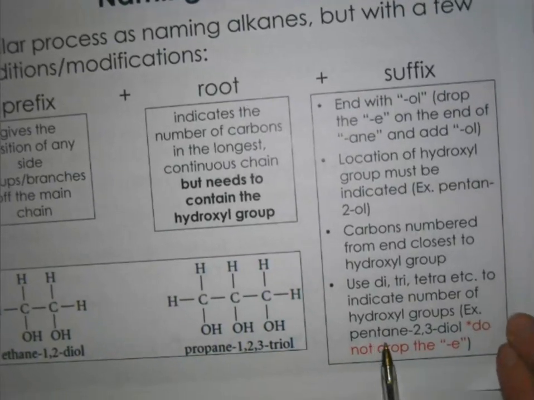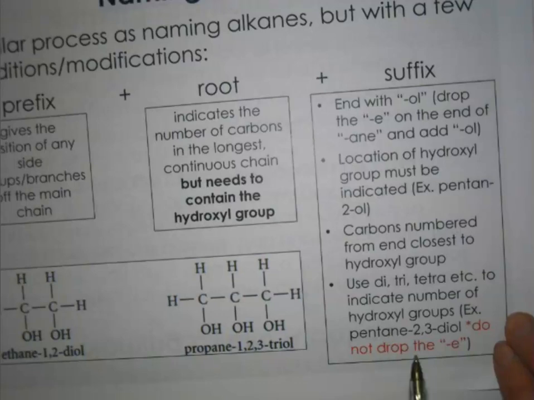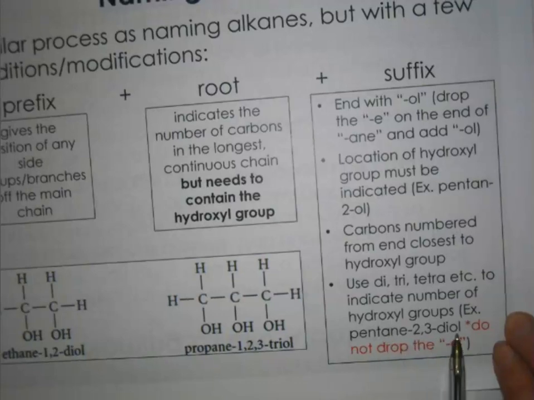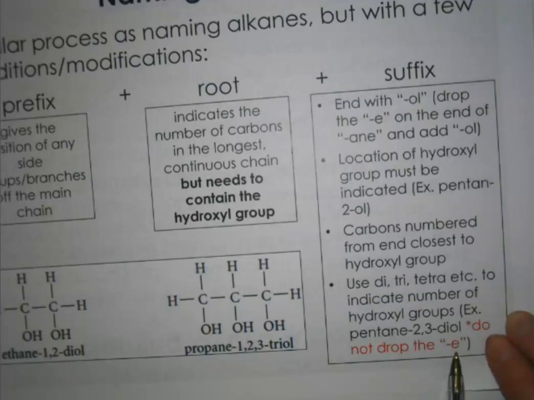So for example, pentane-2,3-diol. In this case, you don't drop the ending, the E, okay? You're only going to drop the ending when you have just the OL, that is the rule. But if you have a prefix like di or tri, then don't drop the E.